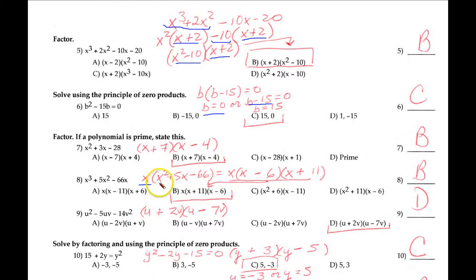And then now I have to factor this. And again, when a is 1, it's sort of easy. And then 66, 6 times 11, and the difference is a positive 5. Watch the signs, FOIL it to check.